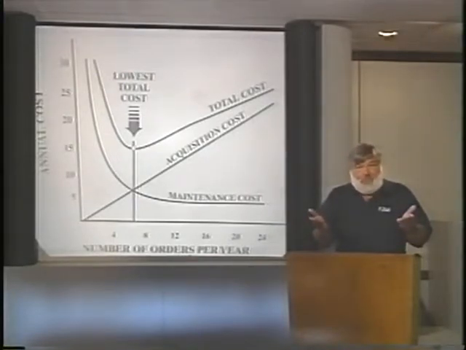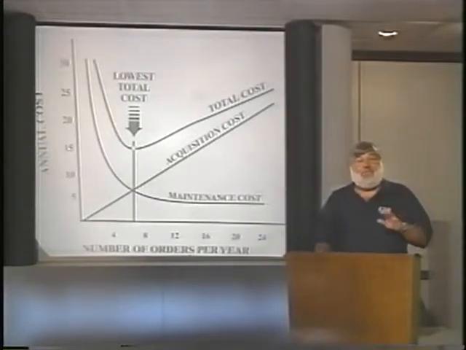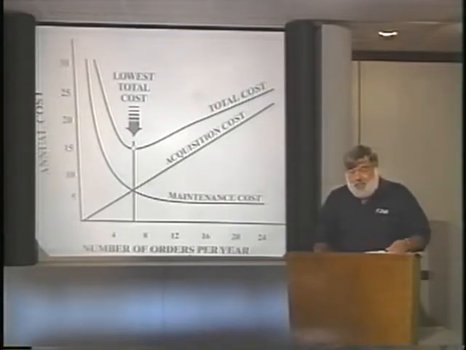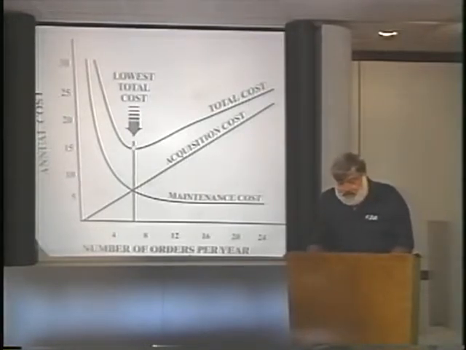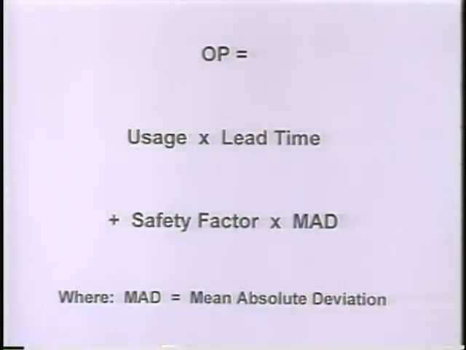When those two costs are equal to one another, remember the fulcrum with the balancing scale we looked at previously, that's the most economical order quantity. Now, moving forward to page 24, we're looking at the order point formula.